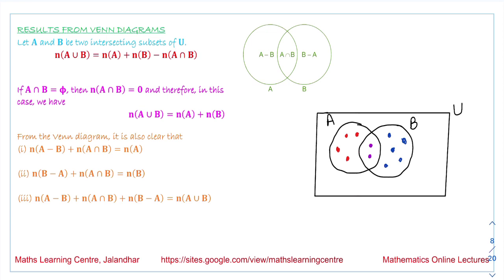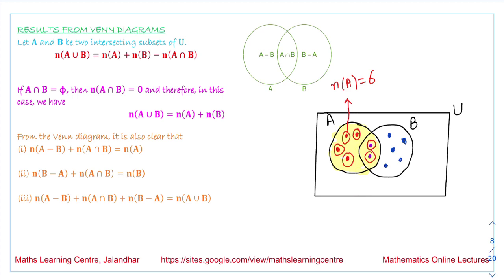So the number of elements in A, the set A we are talking about. When we are counting the number of elements in A, we are saying this whole set is A. So the number of elements in A is 1, 2, 3, 4, 5 and 6.